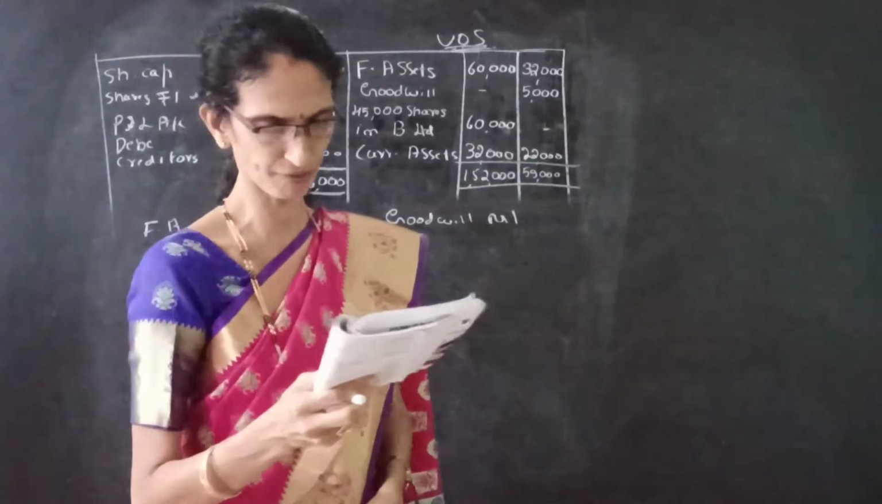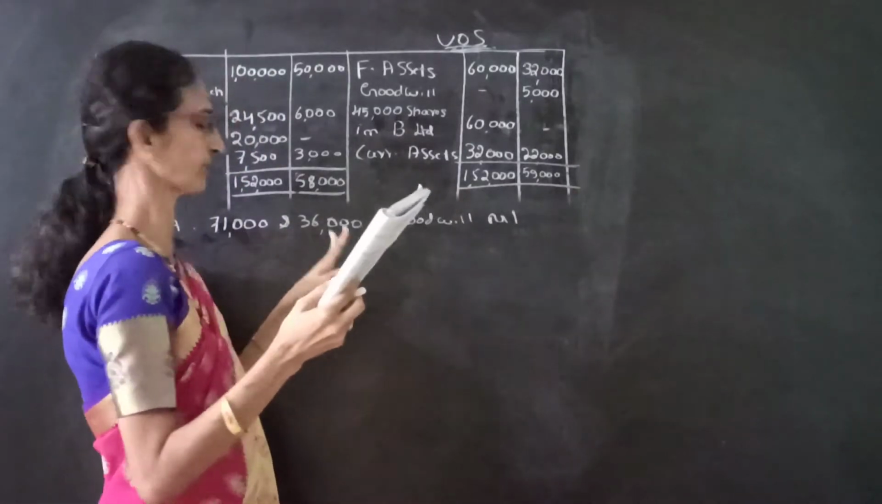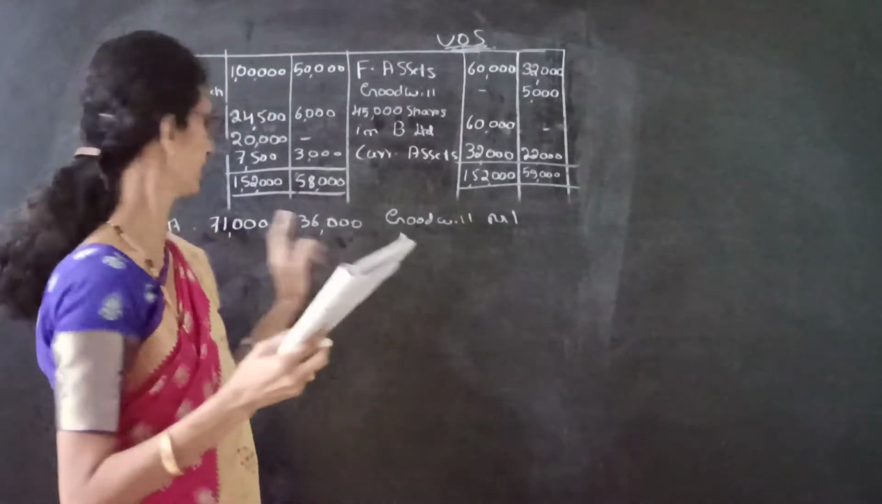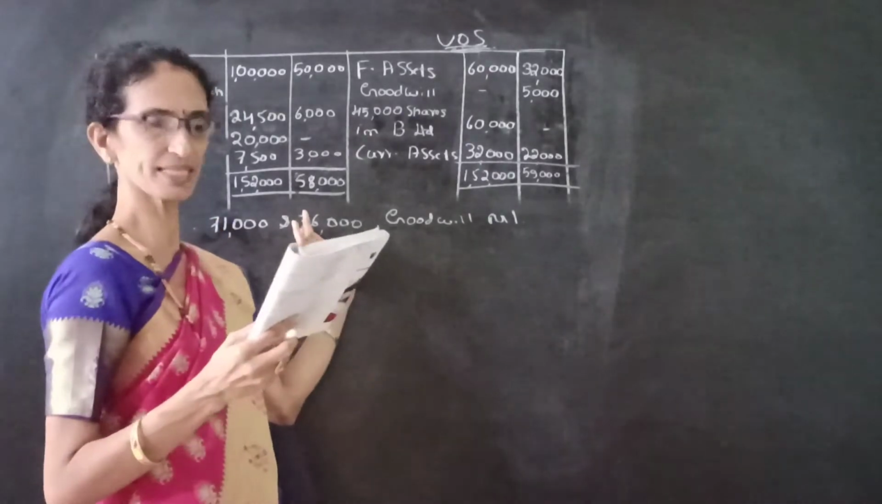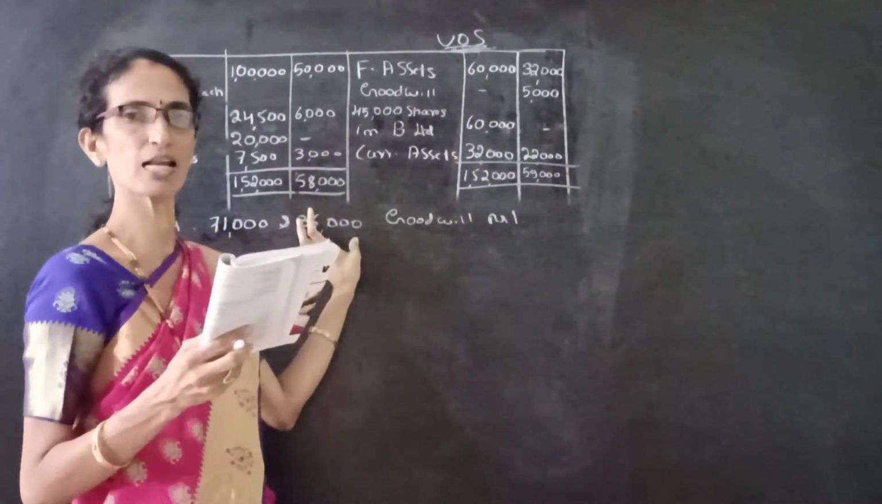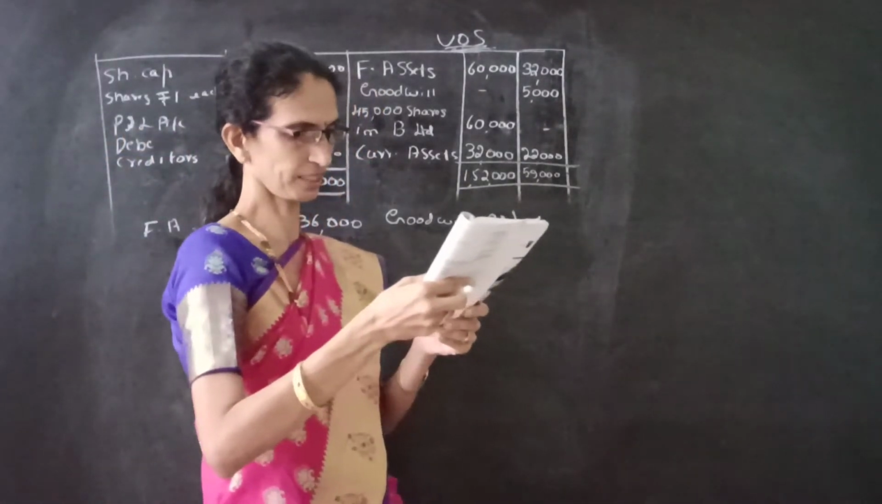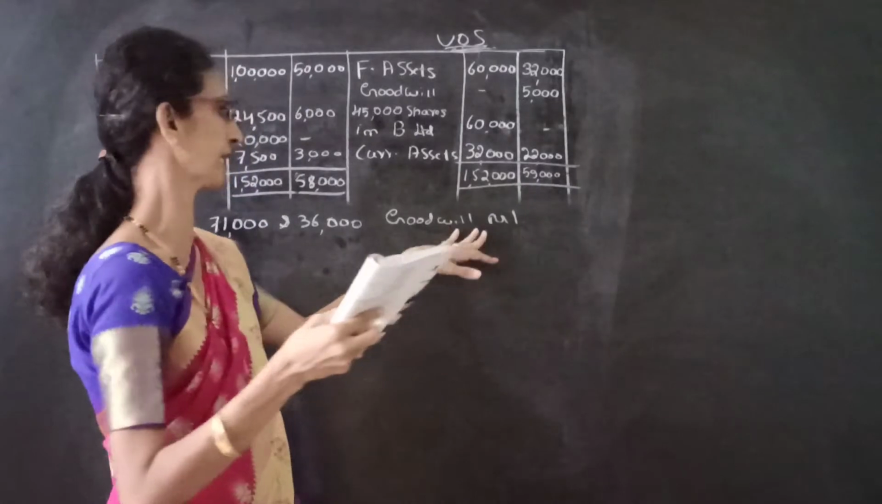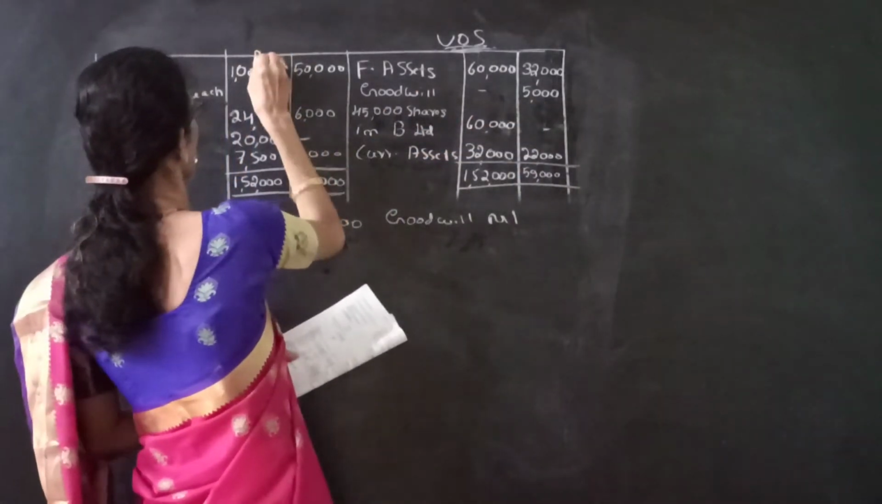Fixed assets of A Limited and B Limited are worth 71,000 and 36,000 respectively. So the fixed asset of A is 71,000 and of B is 36,000. This is the market value of the assets. The value of the goodwill is nil.